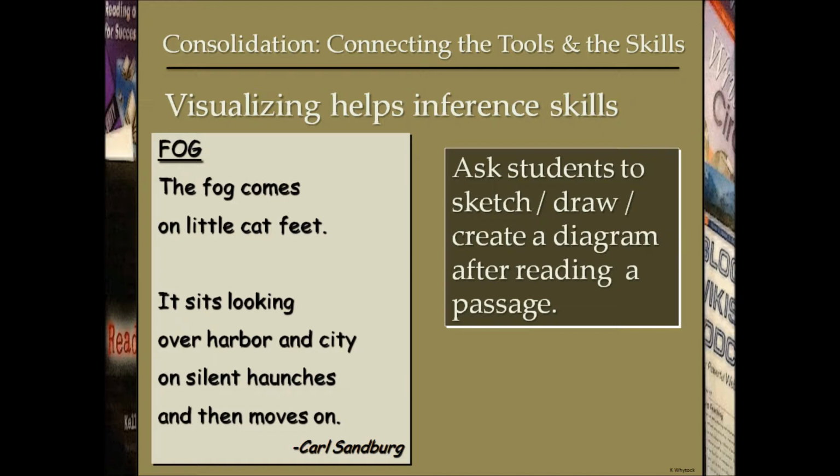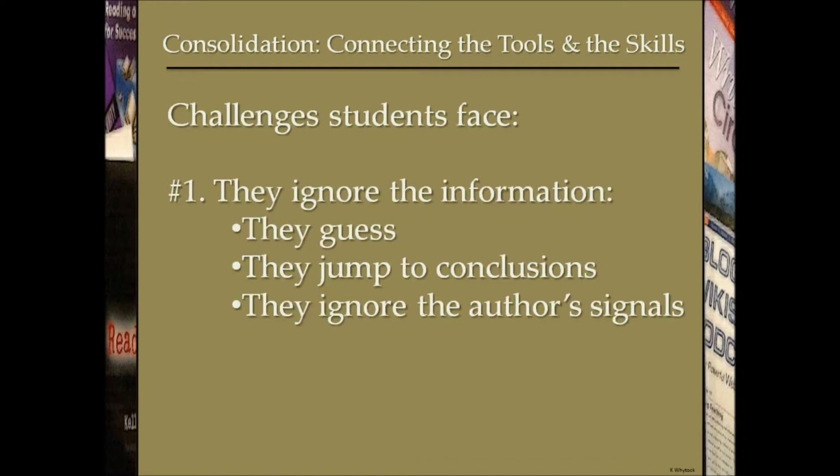Because you want their visualization to be accurate. It has to be tied to the text. They can't be visualizing something totally irrelevant, right? If it says fog comes on little cat feet, well, I can't envision a rainstorm, snowstorm, or a hot sunny day. I have to envision what is based in the text, and that's building inference skills.